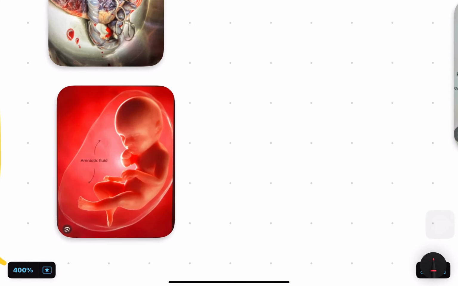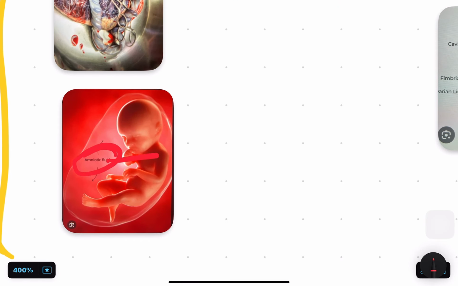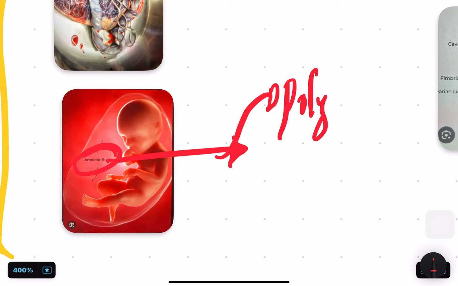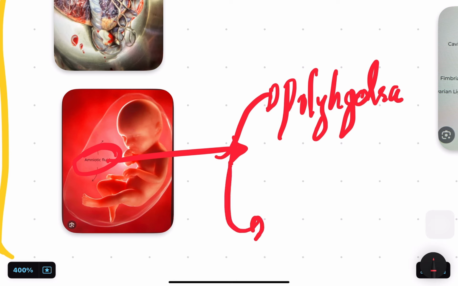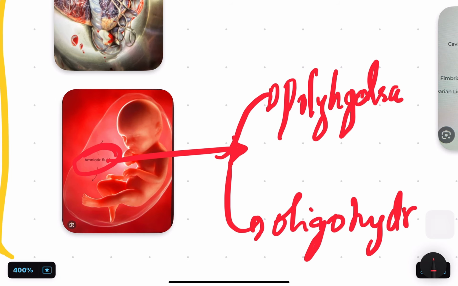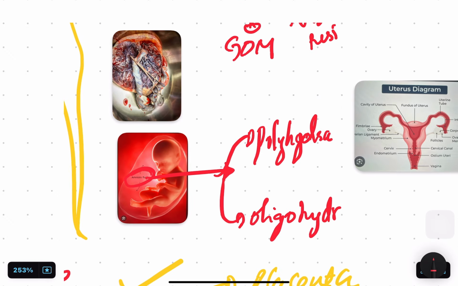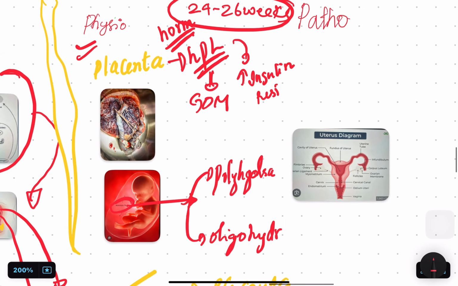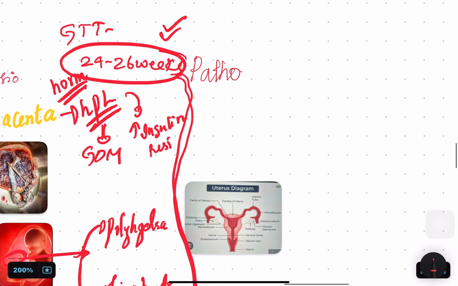And what do you think is this, guys? As it is written, amniotic fluid. Yes. What do you think I am discussing here? Yes. If it is increased, then it is called polyhydramnios. And if it's decreased, then it's called oligohydramnios. Correct. So these are the things. Especially in physio, there is nothing much to discuss in this chapter. Fine.